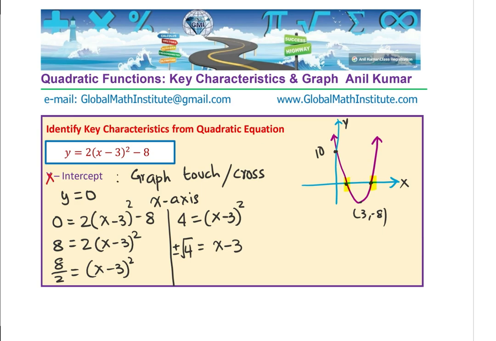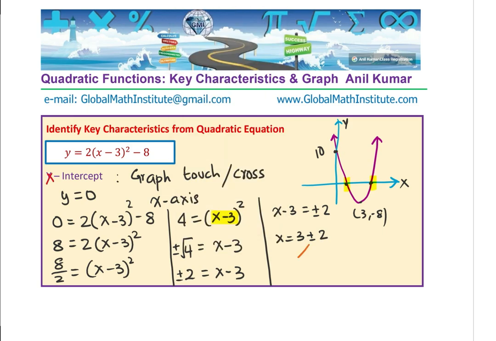Because if I'm saying that I want 4 as my result, then x minus 3 could be what? Plus 2 or minus 2, right? Both will give you plus 4 when squared. So we get plus or minus 2 equals x minus 3. Make sense? Now what is x? Since we know that x minus 3 is equal to plus or minus 2, x is equal to 3 plus or minus 2. So that gives you two values.